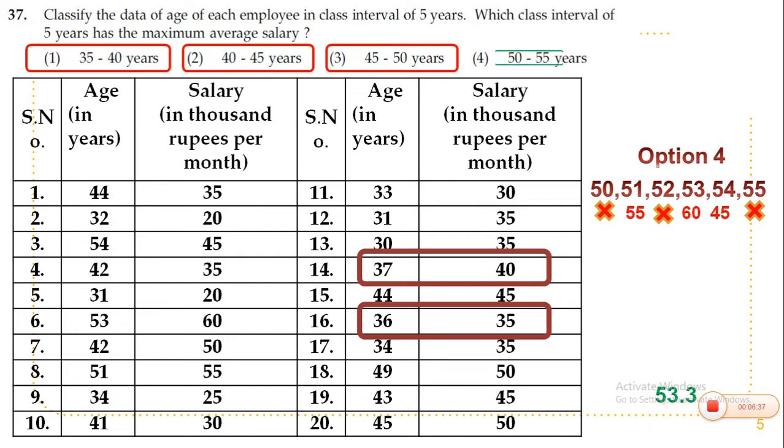So that's the point. Your right answer is option 4. Why? Because for option 1 you are getting 35 point something, option 2 you are getting 41, option 3 you are getting 50, and option 4 your value is 53 something. So definitely that has the maximum average salary. So that's why your answer is option 4. Okay, so hope you understand this question. This question is very important, not the box. The box is very simple, 2-digit numbers, but the logic is very important. So keep this point in mind.